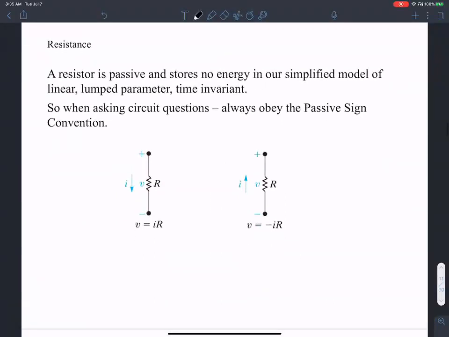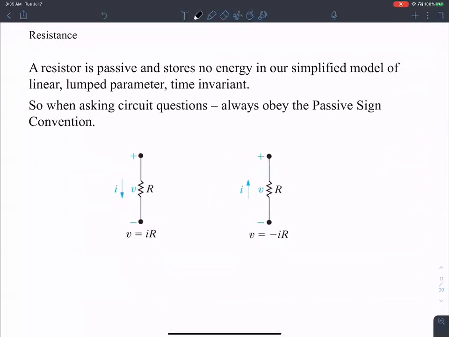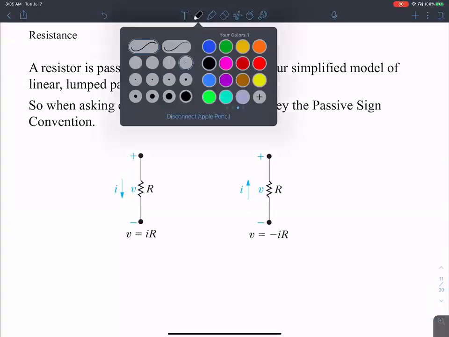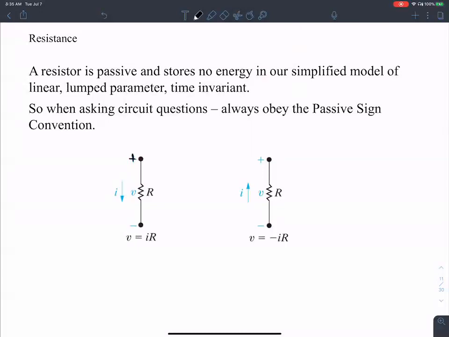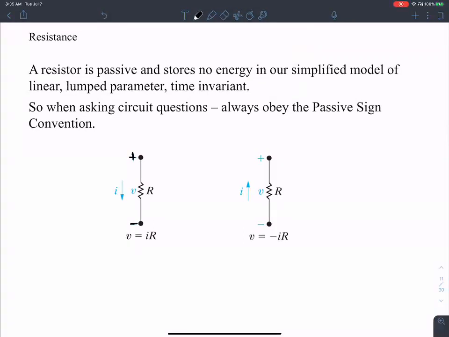A resistor is a passive element and it stores no energy. And then in our very simplified linear lumped parameter model, the relationship between the voltage across the resistor and the current through the resistor is given by V is IR. Okay, V is IR, where R is constant. So if you were to plot current as a function of voltage, and this is called Ohm's law.